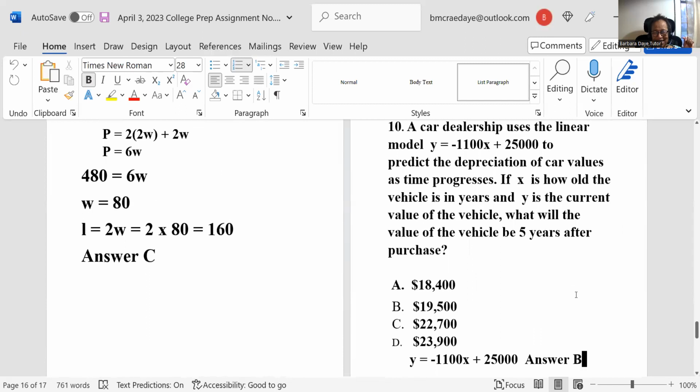I take the negative 1100 and multiply it by 5. I get 5,500. And I subtract that from the 25,000. Yeah, that's what I did, but I didn't send it. That's your answer. Any questions on number 10?